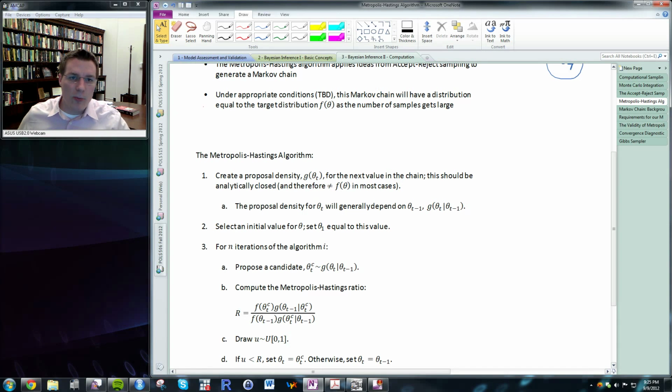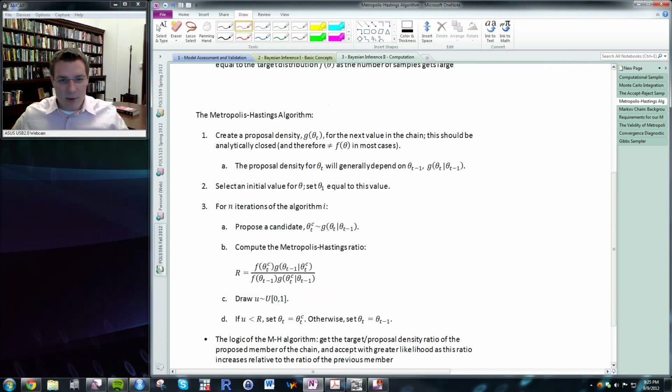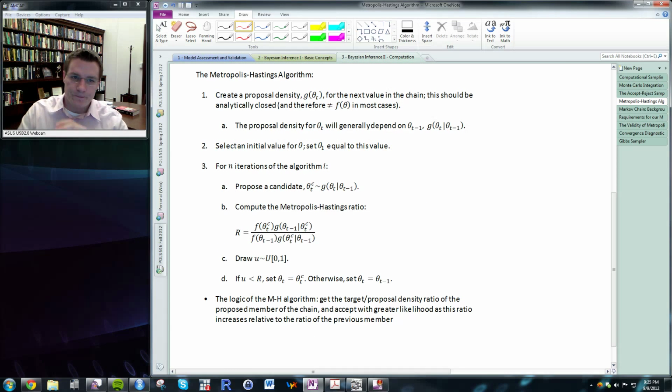And under appropriate conditions, which are to be discussed, the Markov chain that we construct will have a distribution equal to the target distribution f of theta as the length of the chain n gets infinitely, or really very large, but technically speaking, infinitely large. So how does the Metropolis Hastings algorithm work?